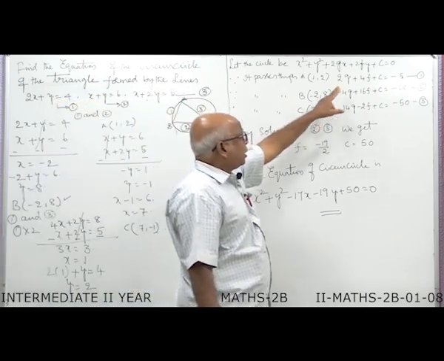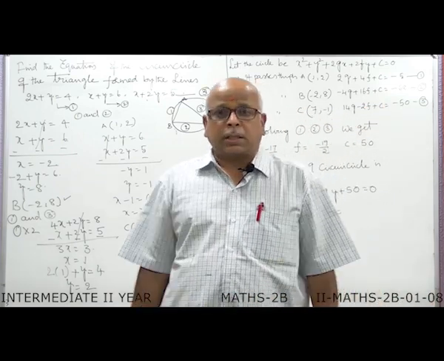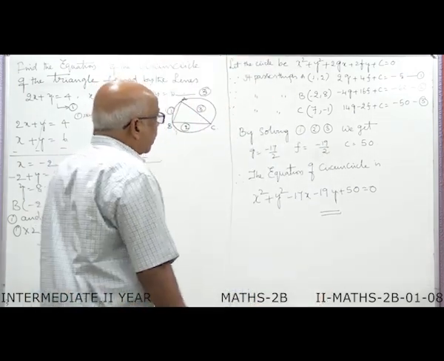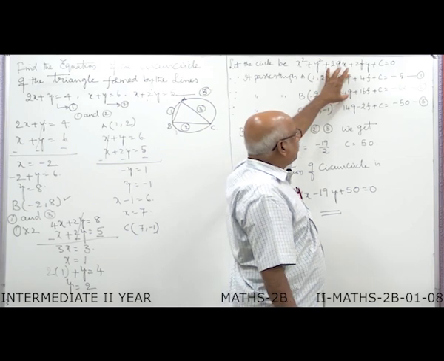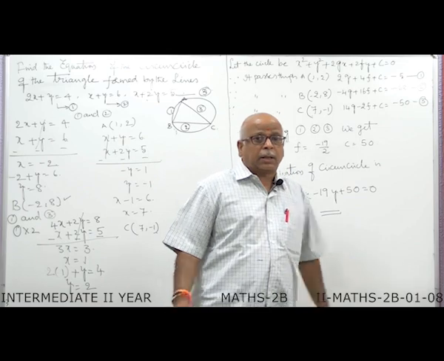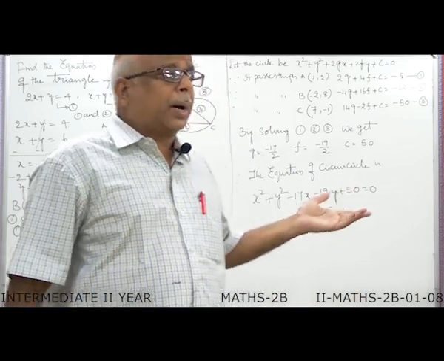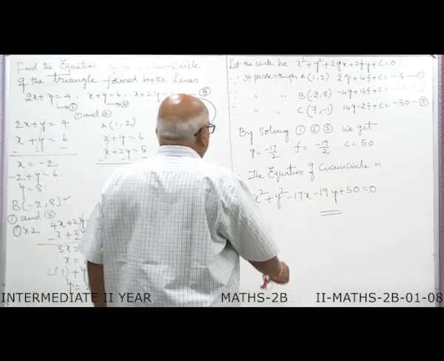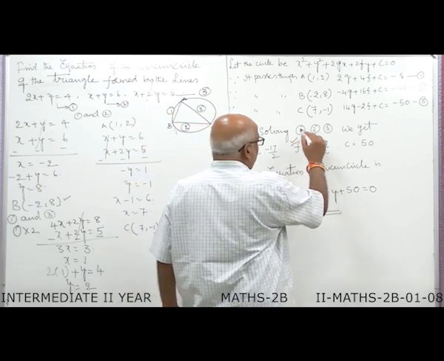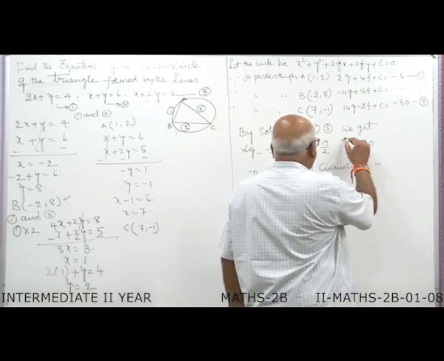By solving these 3 equations using the method of solving simultaneous equations which you have learned in your earlier classes, that means by taking 1 and 2 and 2 and 3, eliminating one constant, you will be getting 2 equations in terms of 2 variables. By solving those 2, we will get g value as minus 17 by 2, f value as minus 19 by 2, c value as 50.